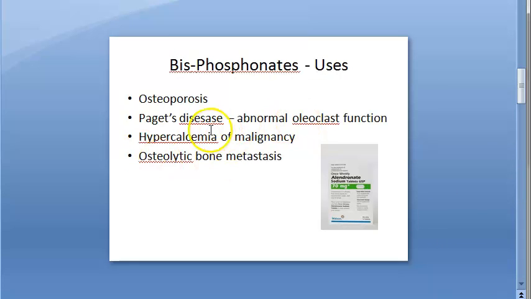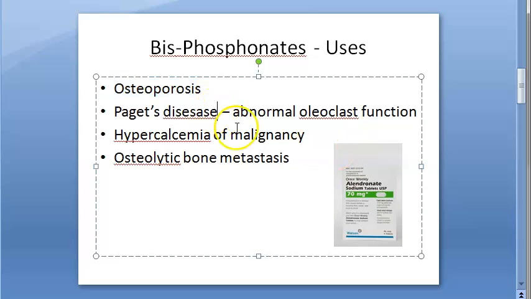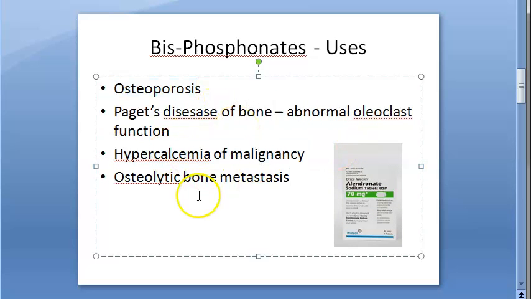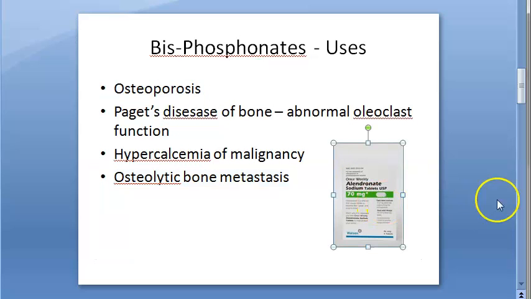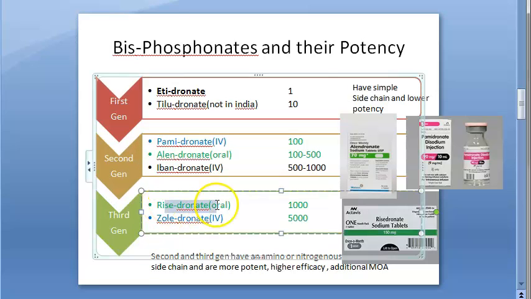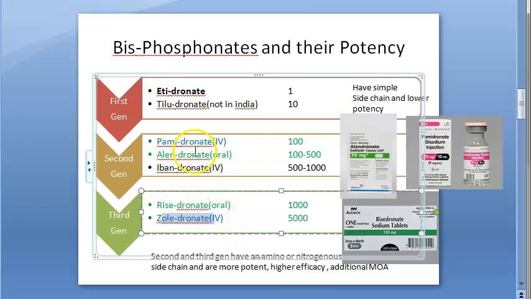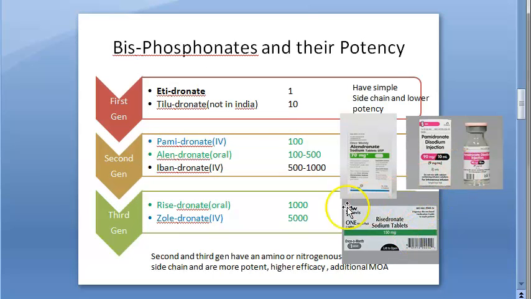We saw their uses. Overall, it is used to treat osteoporosis, Paget's disease of bone, hypercalcemia, and osteolytic bone metastasis. We saw the classification: first generation, second generation and third generation bisphosphonates. Examples are Etidronate, then Pamidronate, Alendronate, Risedronate and Zoledronate. Pamidronate and Zoledronate are given IV. Alendronate and Risedronate are given orally. First generation are not used.